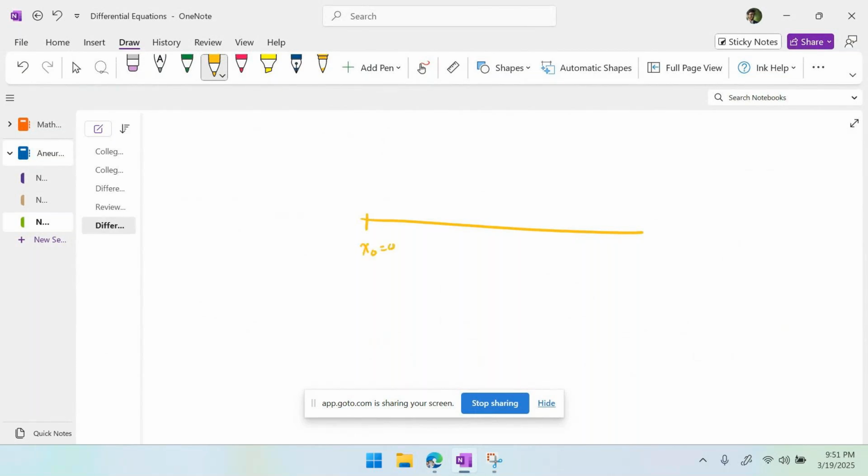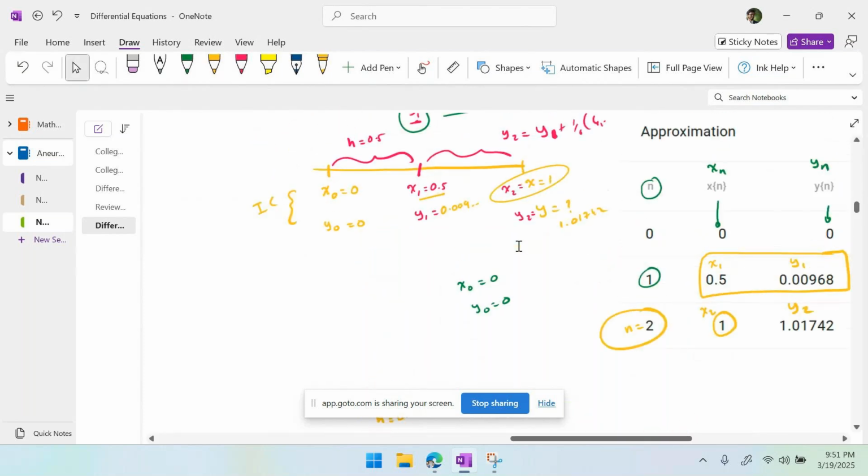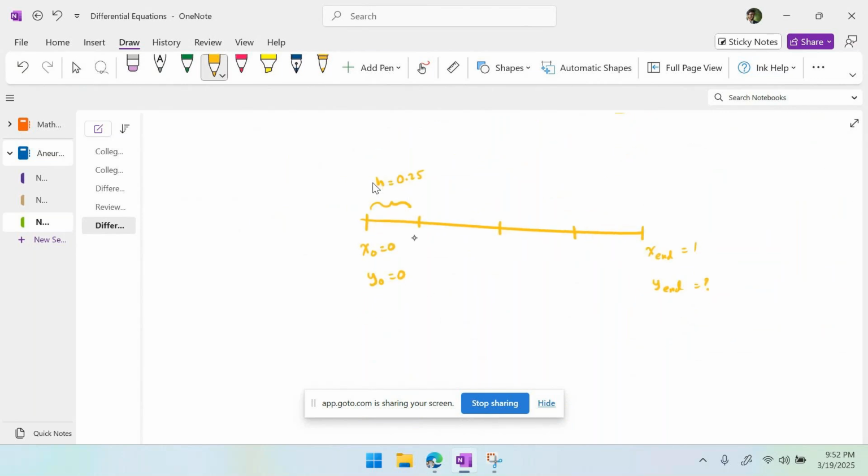We again have x naught and y naught, and the start and end points, x end equals 1, y end is the one we need. Earlier I had 2 steps, now make it 4. So my gap is going to be 0.25, which is half of 0.5. Now my x values are x1 equals 0.25, x2 equals 0.5, x3 equals 0.75, and finally x4 equals 1.